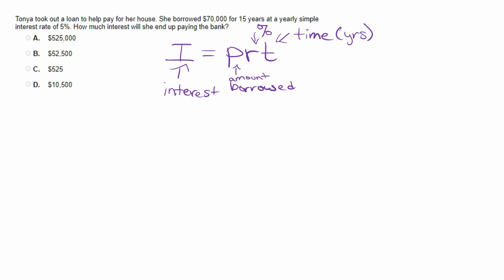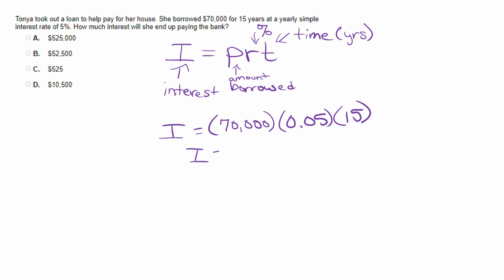Okay, so I'm going to plug in what we know. We don't know the interest, we're looking for it, so I'm going to leave it as I. We know our principal is the amount borrowed, $70,000. Then we know our rate is 5%, and I want to make sure I'm putting that as a decimal. And then your T is the years. So we are borrowing it for 15 years. Now, I am going to go ahead and multiply this out.